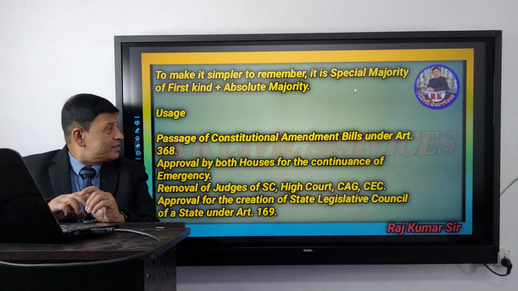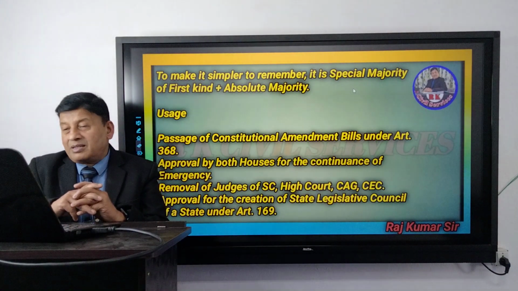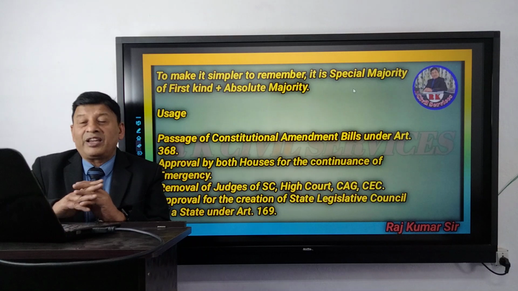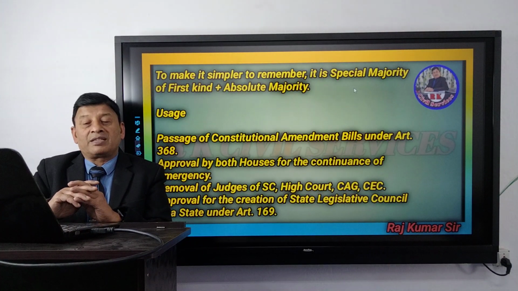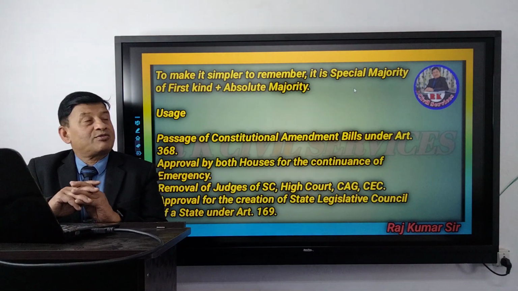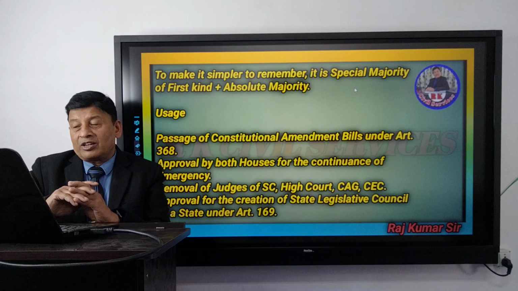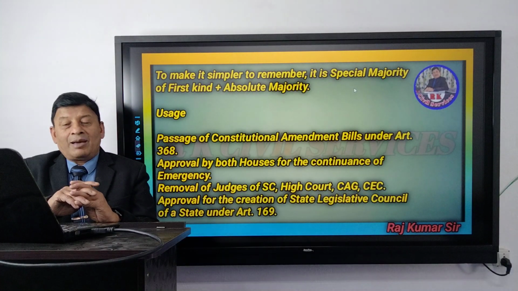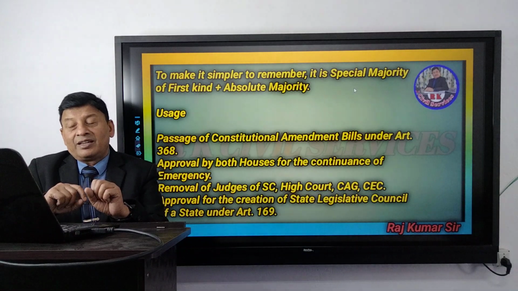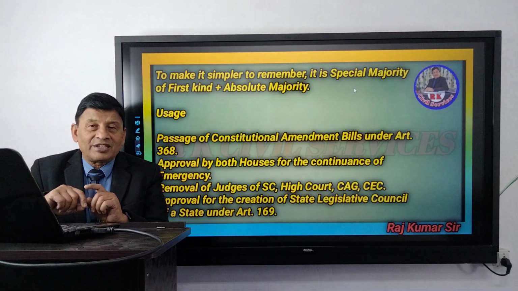Now come to the uses here. Passage of constitutional amendment based on Article 368, approval of both houses for the continuance of emergency, removal of judges of Supreme Court, High Court, CAG, Comptroller and Auditor General of India, okay, CEC, Chief Election Commissioner, approval for the creation of a state legislative council of a state under Article 169.